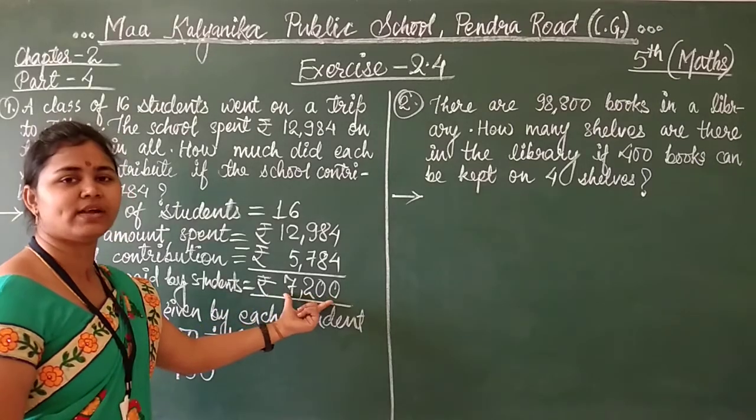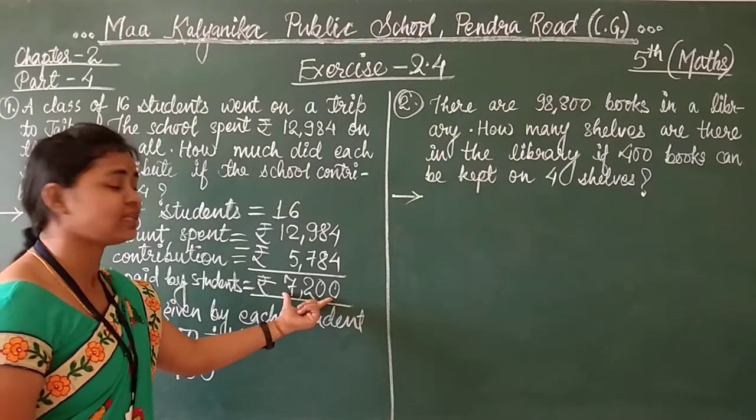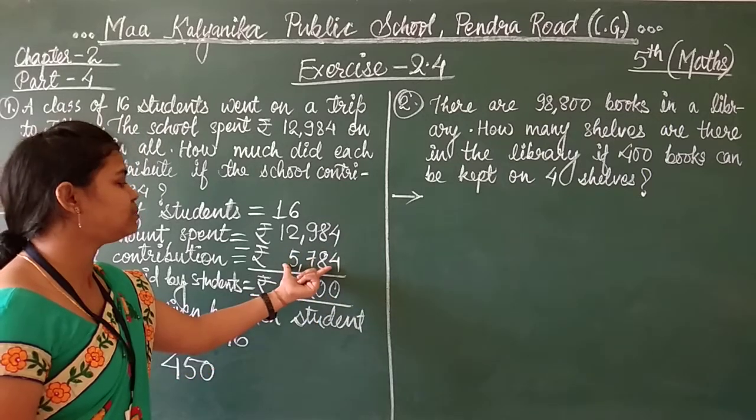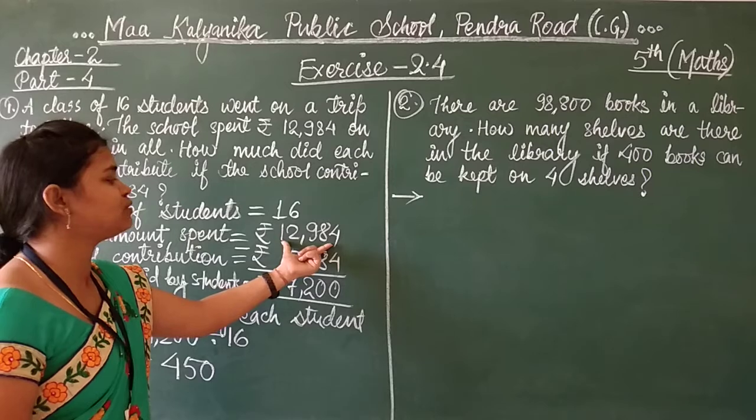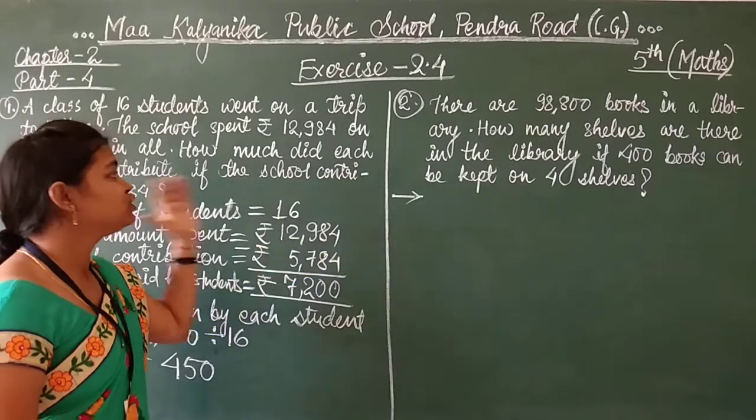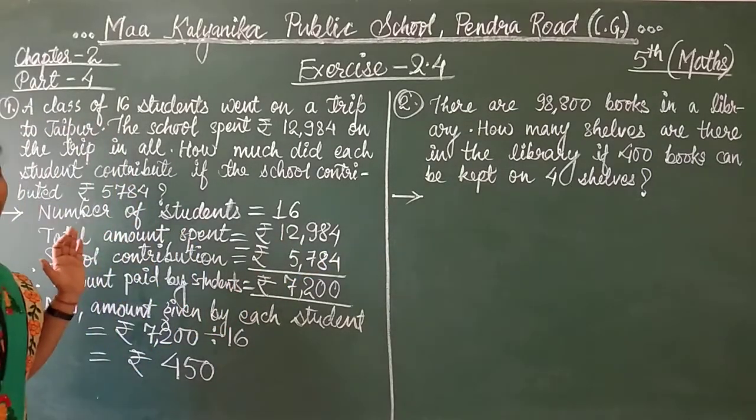So 16 students were there. So students have paid 7,200 and school has paid 5,784. So the total amount of this is 12,984. So in this way we can solve question number 1.